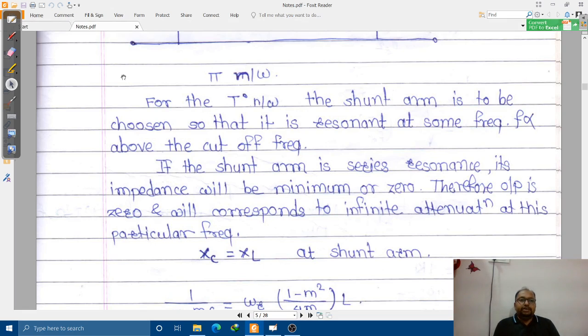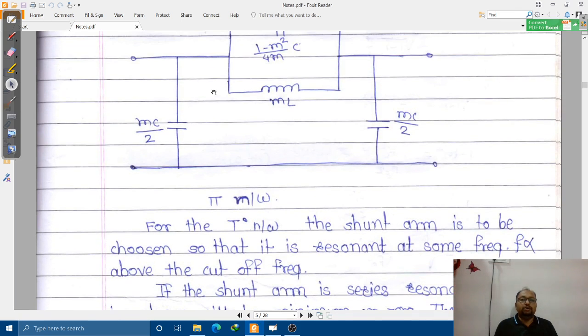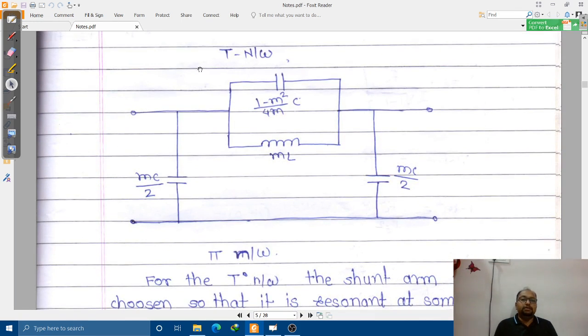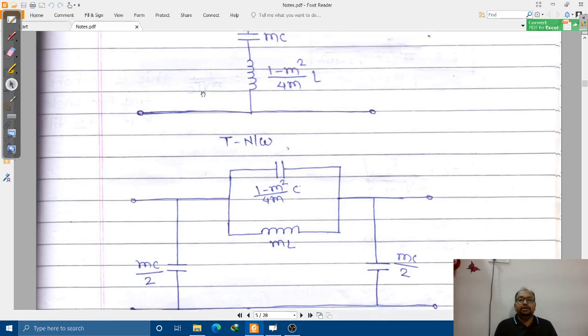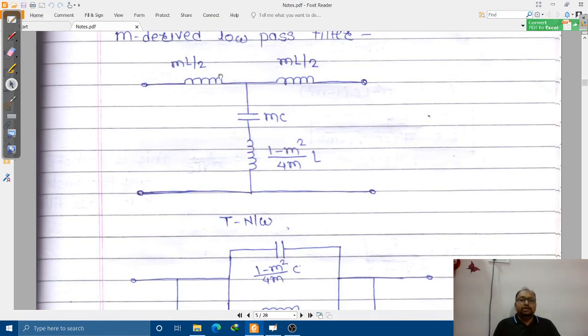In the previous lecture we had a discussion about how to derive the equation of modified network, the m-derived filters. For T and pi sections we have derived Z1' and Z2'. In case of the T network we found the change in Z2', and in case of the pi network we found Z1'.